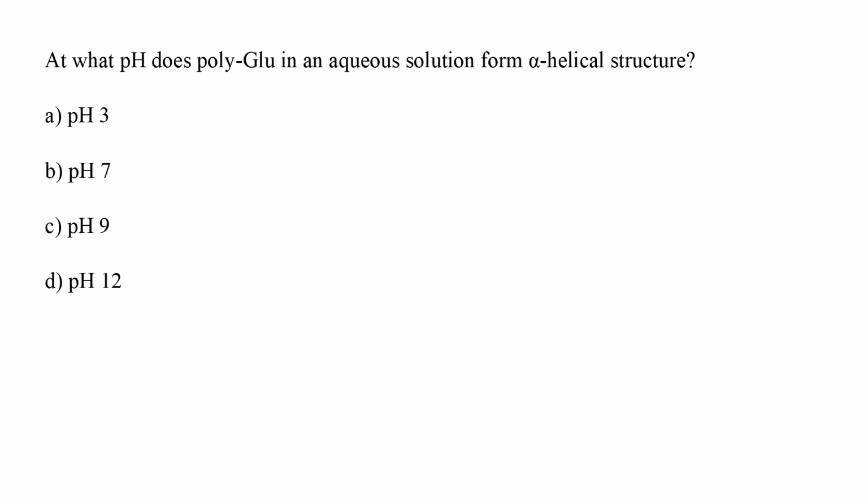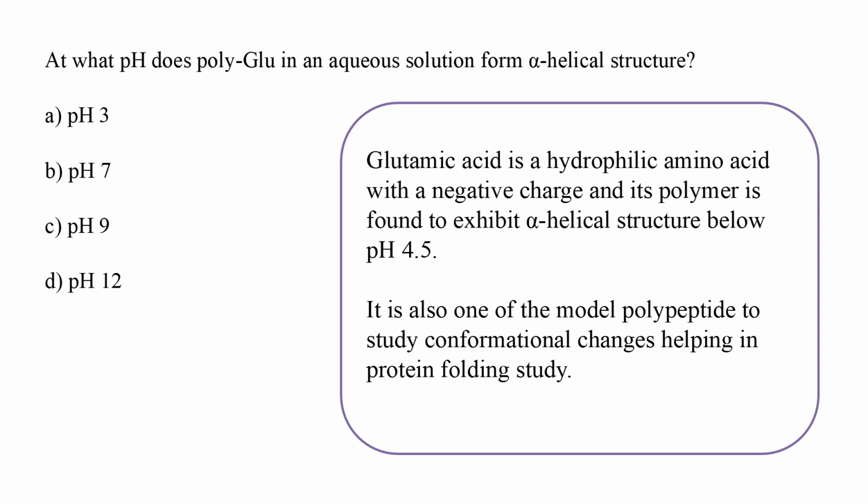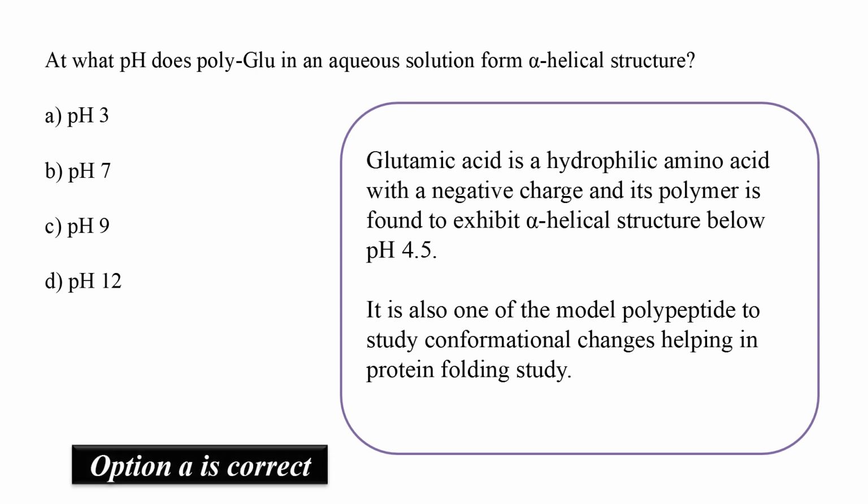At what pH does polyglu in an aqueous solution form alpha helical structure? So glu means glutamic acid. So glutamic acid is a hydrophilic amino acid with negative charge on it, and its polymer is found to exhibit alpha helical structure below pH 4.5. So option A, that is pH 3, is the correct answer.